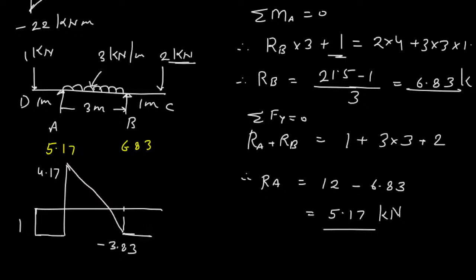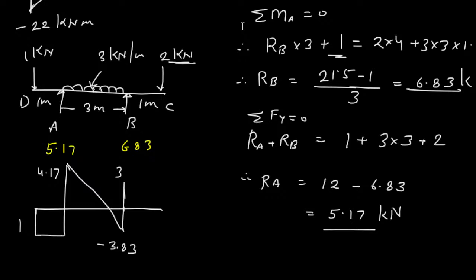No, not a straight line. Actually, what happened at this point B, there is a reaction of 6.83. So to this I will add 6.83. So I will get something like this, minus 3.83. So what we have, minus 3.83 plus 6.83. So we will get the result as 3. Now there is definitely some mistake we have made, because finally we should get 0.